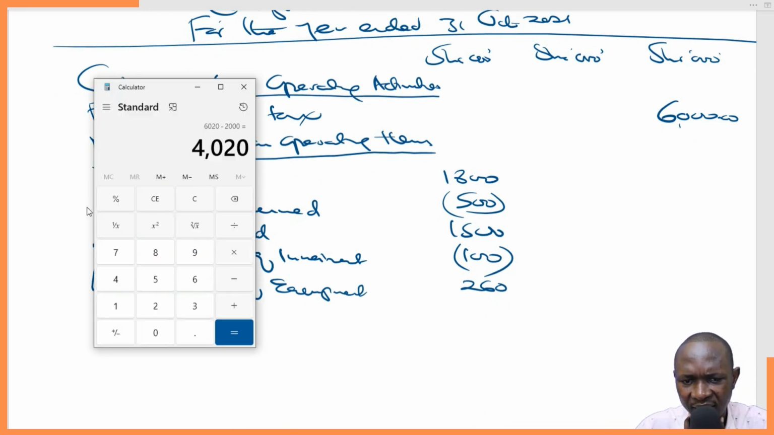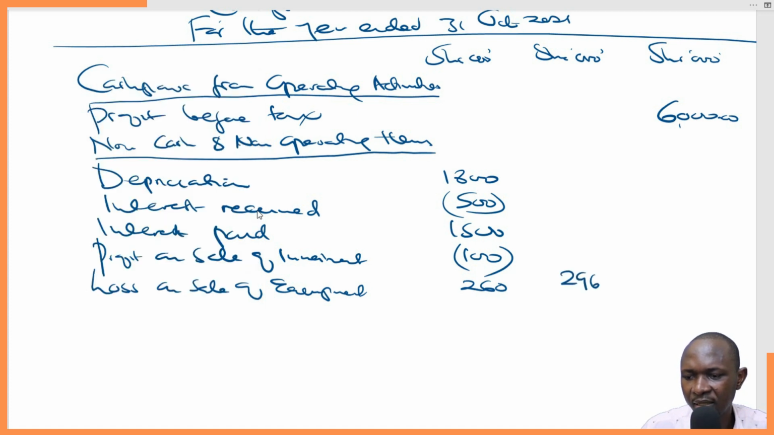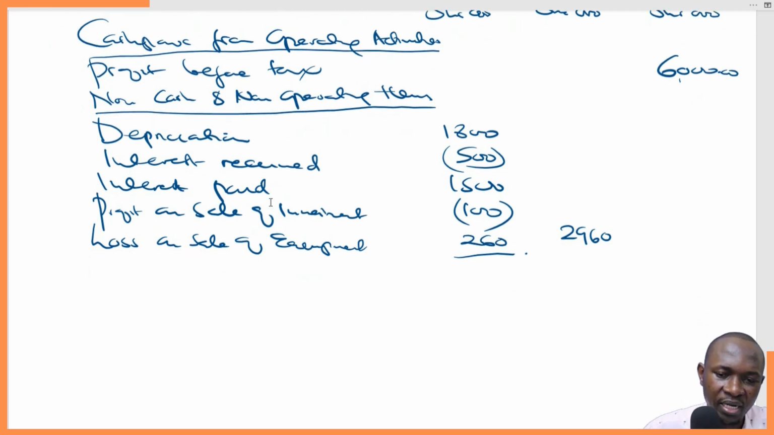Let's get our calculator. So this will be 1800 minus 500 plus 15 minus 100 plus 260. That gives us 2960. So we'll have 2960 here. 2960 as non-cash and non-operating items.